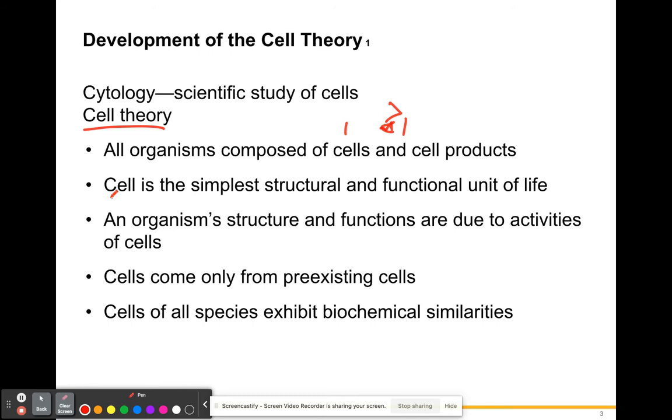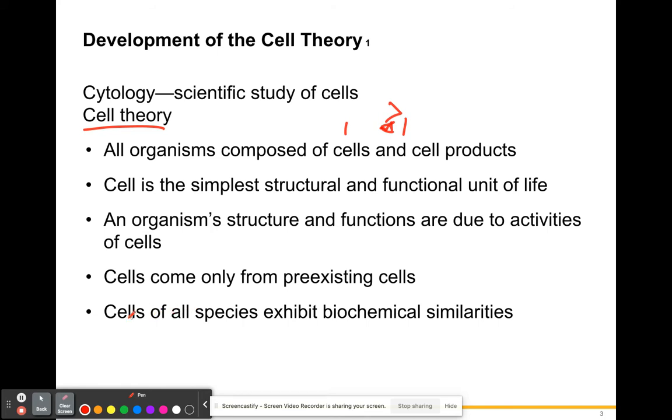An organism's structure and functions are due to the activities of these cells, right? So if these cells don't function properly, the activities of that organism don't function properly. Cells come only from pre-existing cells. So you have to ask yourself a question, what came first, the chicken or the egg? A cell had to come from another cell, but where did that first cell come from? That's something to think about. But all cells that are made now come from pre-existing cells.